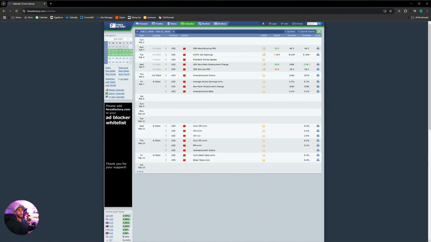So first things first, we want to mainly look at the news events that open at 8:30 a.m. These are going to be your big news events, right? These are the ones that drop at 8:30 before the New York session actually opens up, and they are the ones that have the most impact aside from FOMC, okay?